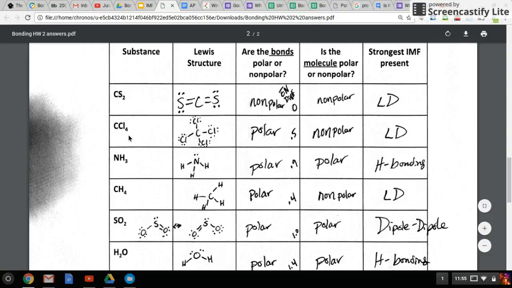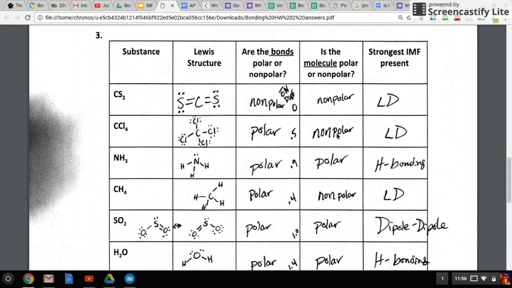Then we have carbon tetrachloride. It ends up with this nice tetrahedral structure. The carbon-chlorine bonds are polar. You end up with an electronegativity difference of 0.5, but because the molecule is symmetrical, the molecule as a whole is nonpolar, because the dipole nature cancels out. So again, all we have are London dispersion forces between molecules of carbon tetrachloride.